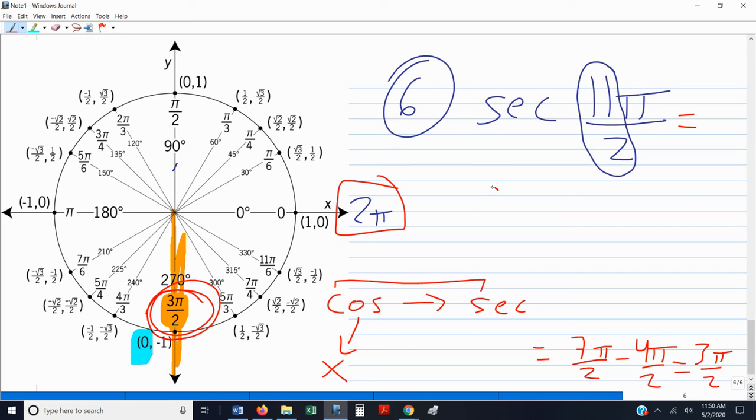Secant is going to be that reciprocal. But what happens here, 0 is the same thing as 0 over 1. And when you take the reciprocal, you get a 0 in the denominator. So we're going to actually label this one as undefined. You could just write UND, undefined, because it puts the 0 in the bottom, which we can't have.